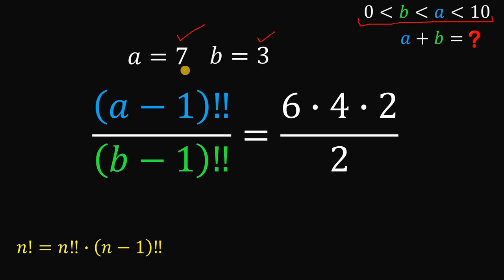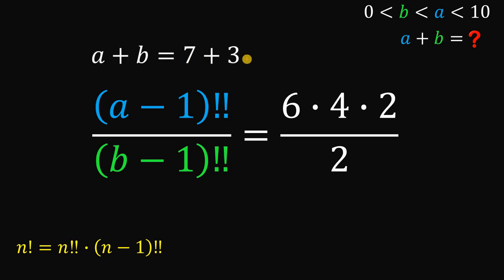And 10 is greater than a, and 10 must be greater than 7. So maybe this is the only real solution to this question. But again, don't forget our goal. Our goal is to solve for the sum of a and b. So if we get the sum of a and b, we get 7 plus 3, and that will give us an answer of 10.